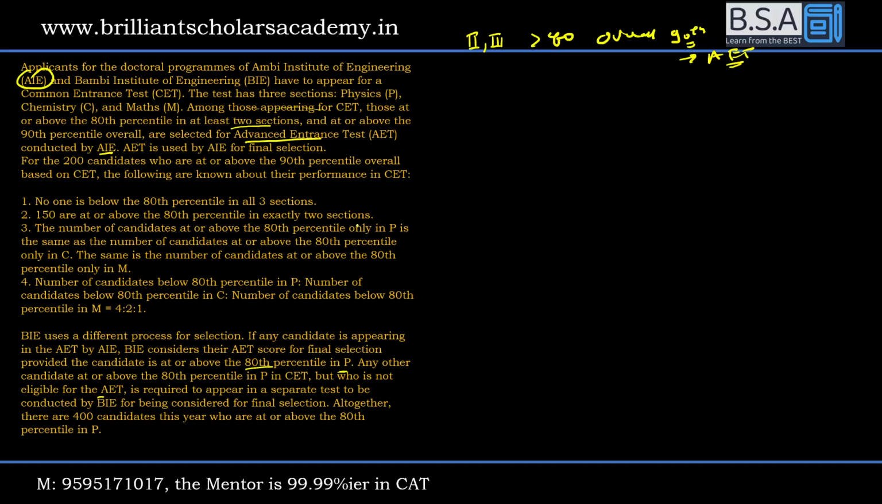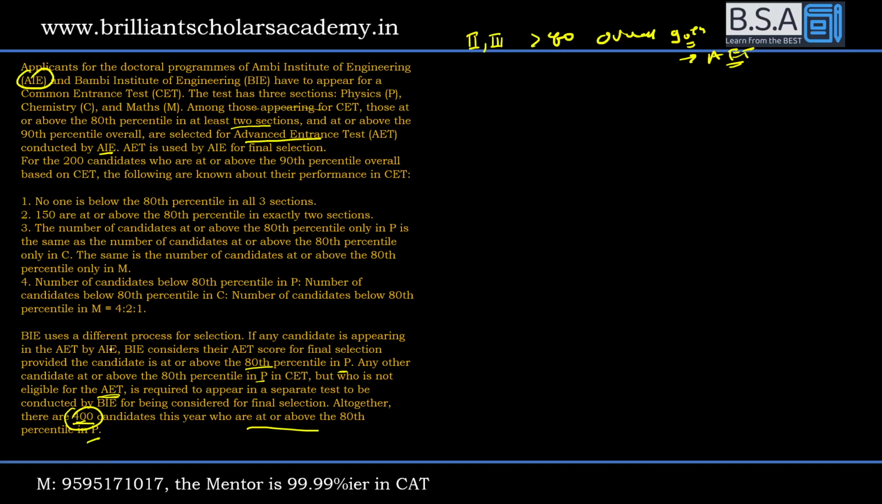अगर 80th percentile है और आपने बाकी कंडीशन फुलफिल कर दिया है 80th percentile P, तो आपको सिलेक्शन देगा. लेकिन any other candidate at or above 80th percentile in CET but who is not eligible for AET, मतलब कि फिजिक्स में है किसी और में नहीं है तो एलिजिबल नहीं है AET के लिए, उनको अलग से टेस्ट लिखना पड़ेगा BIE फॉर फाइनल सिलेक्शन. और 400 लोगों ने appeared, have got 80th percentile above in P. 400 लोगों का 80th percentile above है P में.